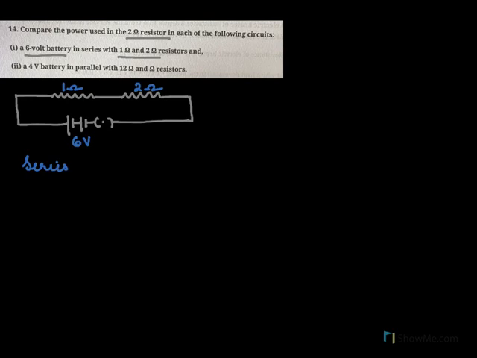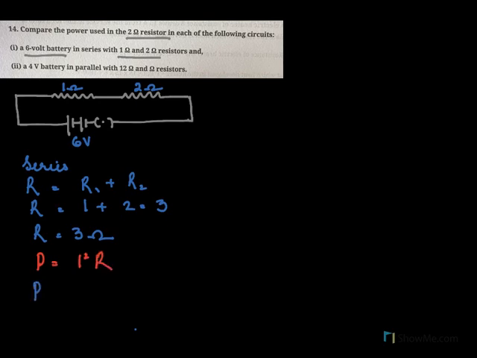Now to find the power in this case, we must know the current. To know the current, we must know the resistance. So the resistance for series is R1 plus R2. So resistance will be 1 plus 2, that is 3. So the total resistance in this case is 3 ohms. And we know the formula for power. The power is I square R. So when we substitute our values, power equal to I square, we need to find the current too.